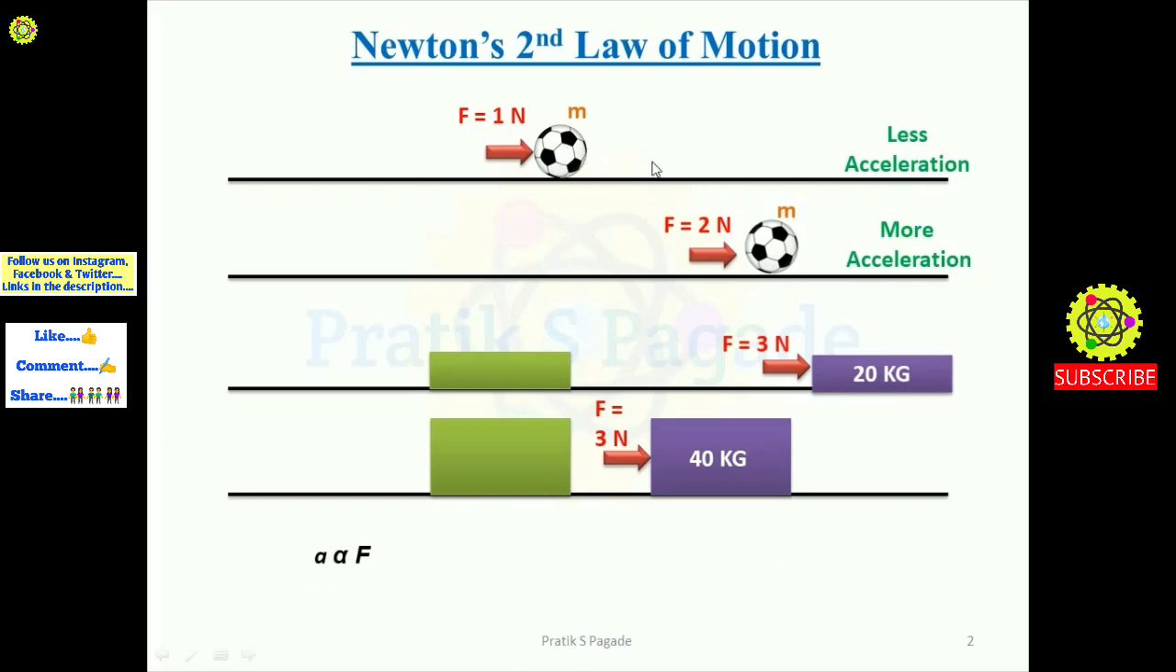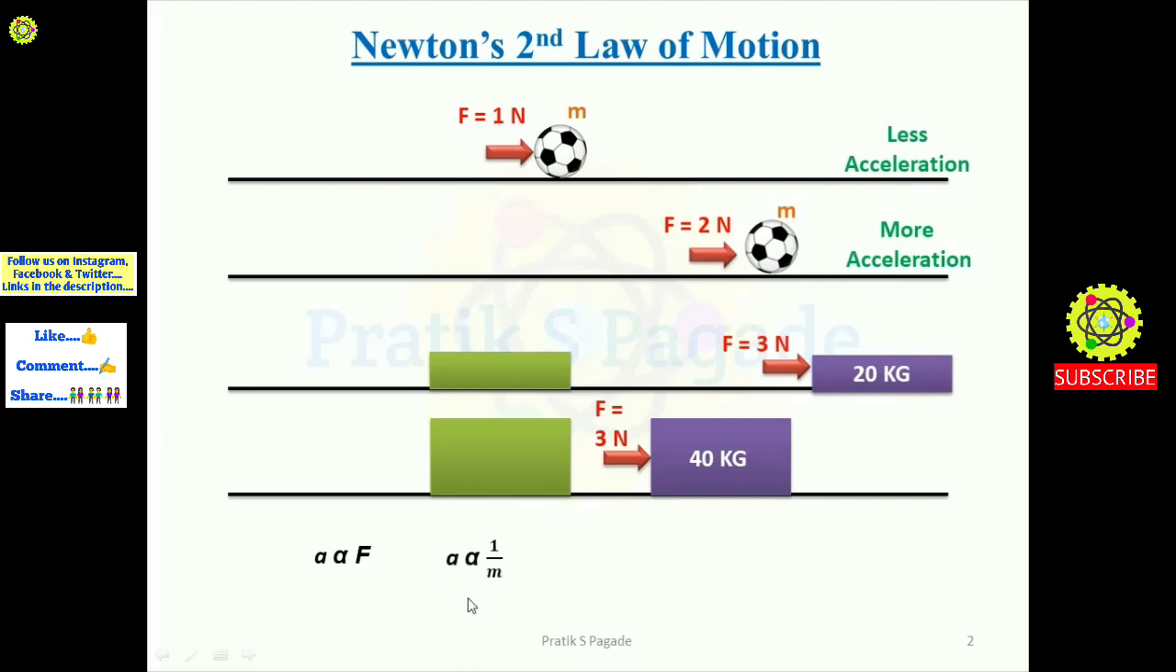From the first example, the ball example, we can conclude that acceleration is directly proportional to force. As you can see here, when we apply more force there is more acceleration, and when you apply less force there is less acceleration. So acceleration is directly proportional to F. We can conclude this from this ball example.